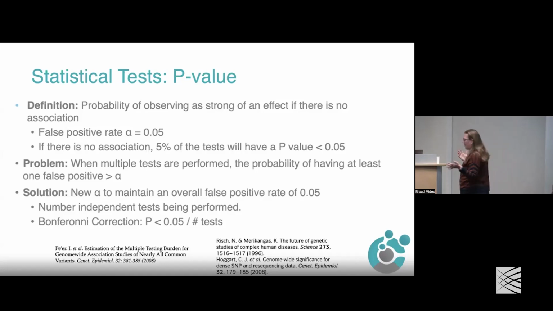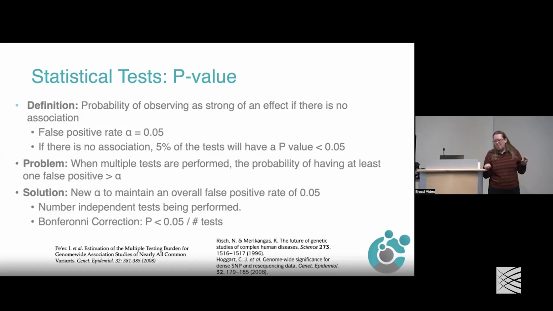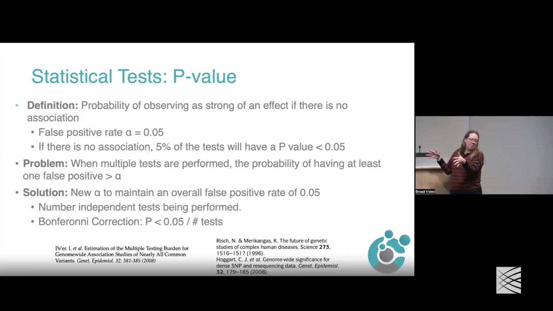So just due to sampling variability and randomness, you're going to get some results that have a p-value less than your threshold for determining something is important. But the problem with genome-wide association studies is that when multiple tests are performed, the probability of having at least one false positive is greater than alpha. It's just a numerical fact if you work it all out. We're not doing a test of a single genetic variant. We're doing a test of millions or hundreds of millions of genetic variants in this one sample that you have for your genome-wide association study.